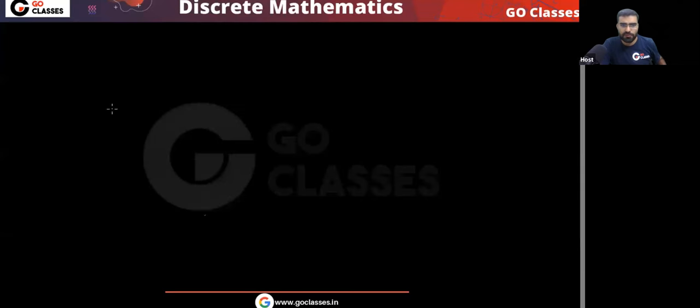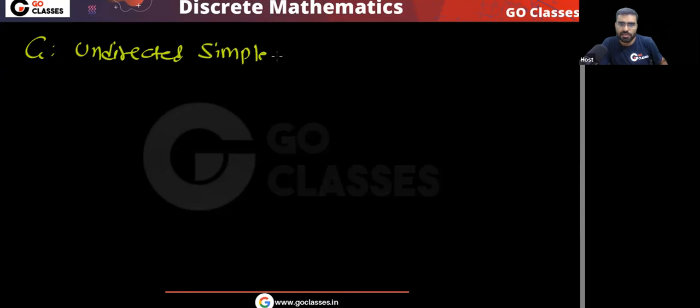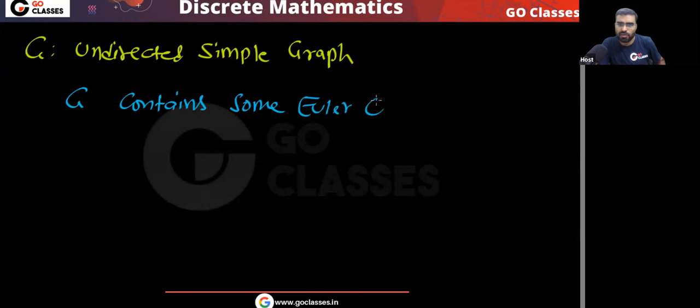So you can notice, if you have an undirected graph, an undirected simple graph, let's assume this G is an undirected simple graph. Then when can I say that G contains an Eulerian circuit? G contains some Euler circuit.